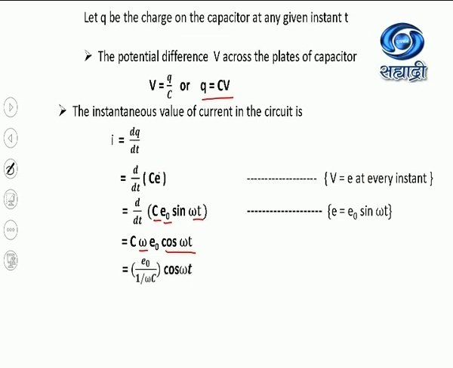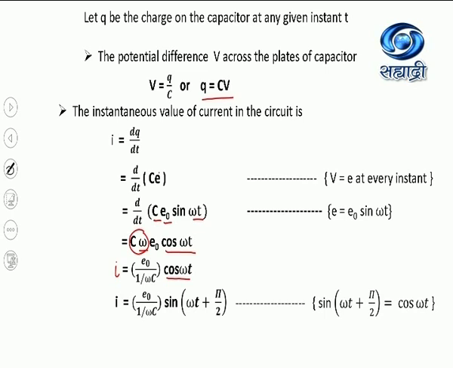So, just rearranging the terms, I take ωC to the denominator, so it will be 1/ωC. I get I = E0 / (1/ωC) × cos ωt. Now, when will the current be maximum? When the cos function has its maximum value, because E0 and ωC are all constant, they do not vary with time. So current will be maximum when the cos function has maximum value, and the maximum value of the cos function is 1. So when cos ωt is 1, current will be maximum. Maximum current will be represented by I0.